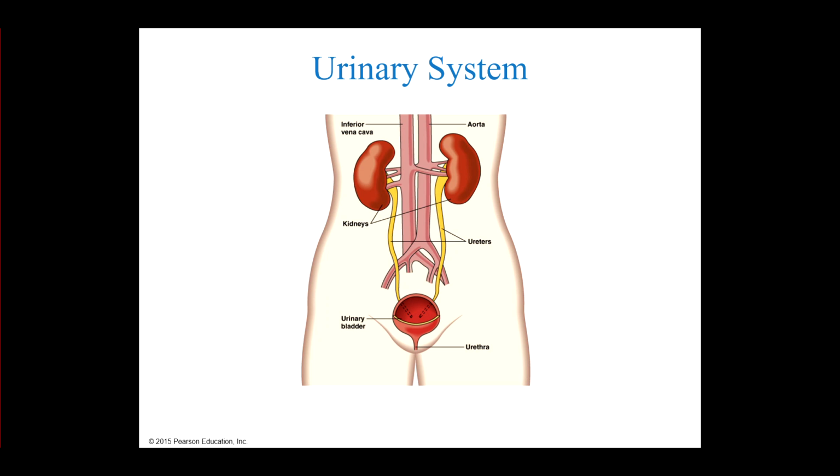In this lesson, we'll finish up looking at the anatomy of the urinary system by taking a look at the structures that make up the urinary tract. In previous lessons, we had done the anatomy of the kidney. Now we want to take a look at the ureters, the urinary bladder, and then the urethra.